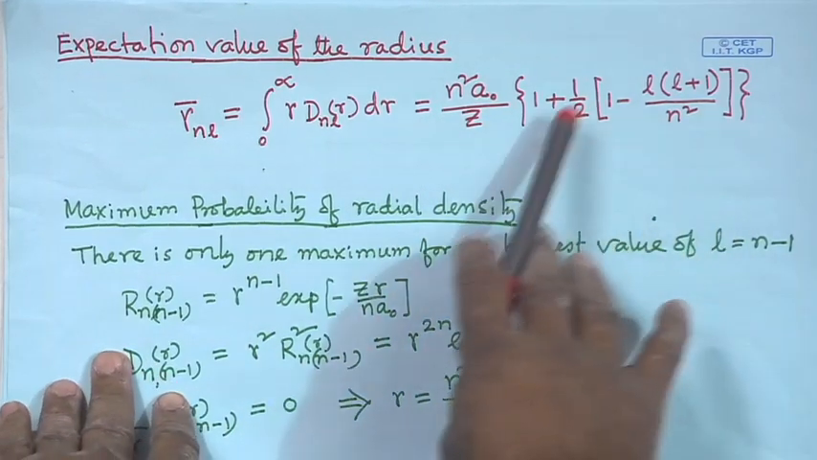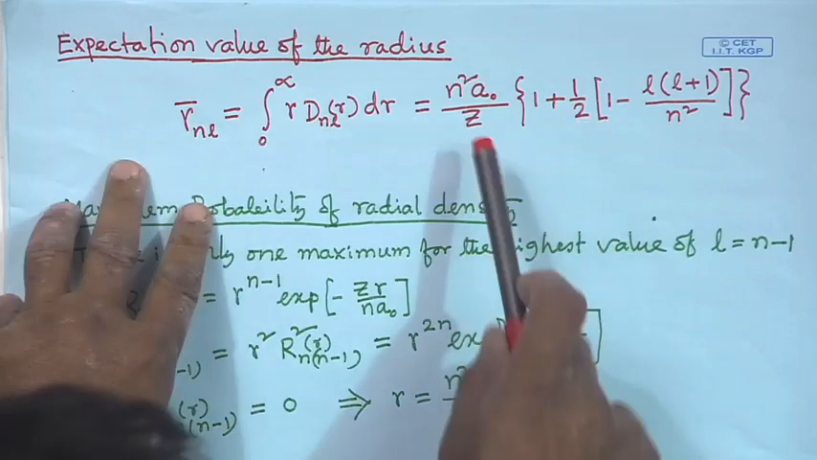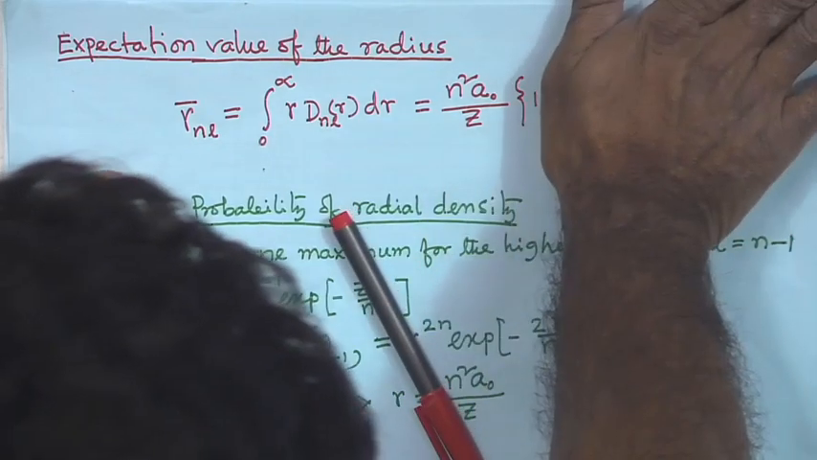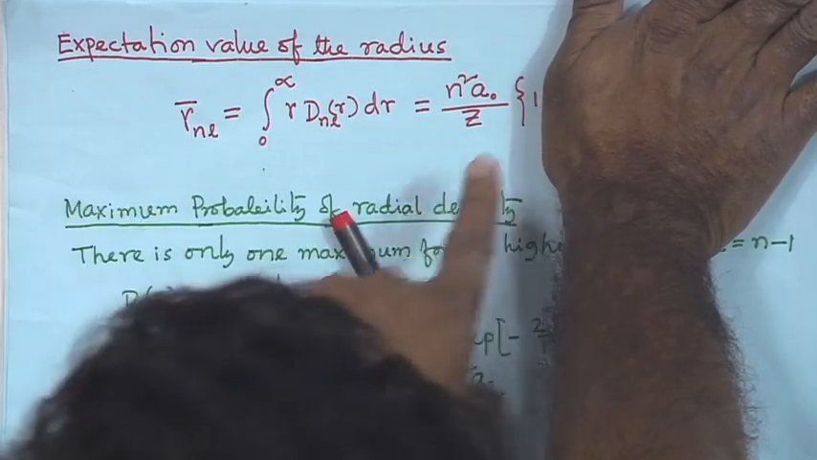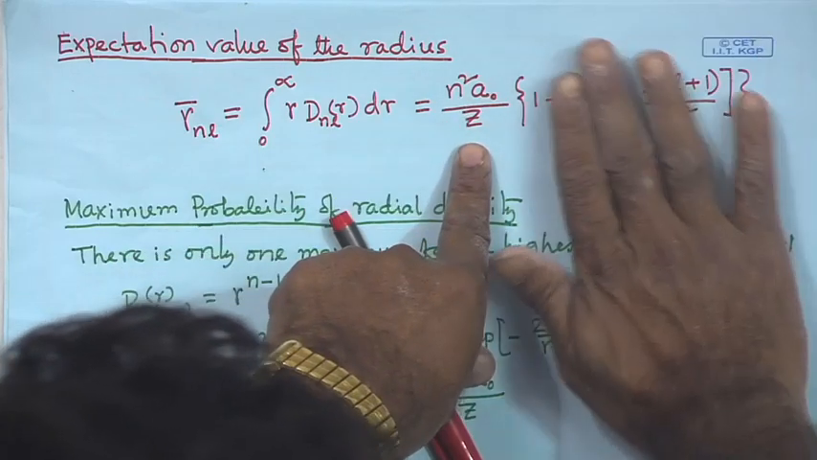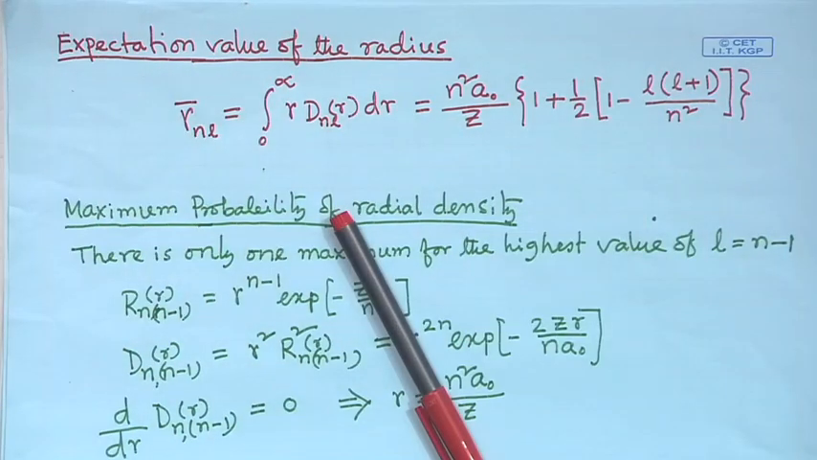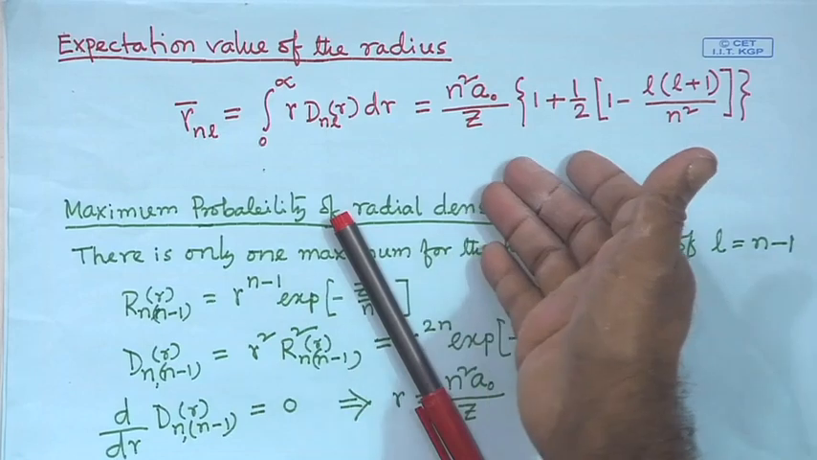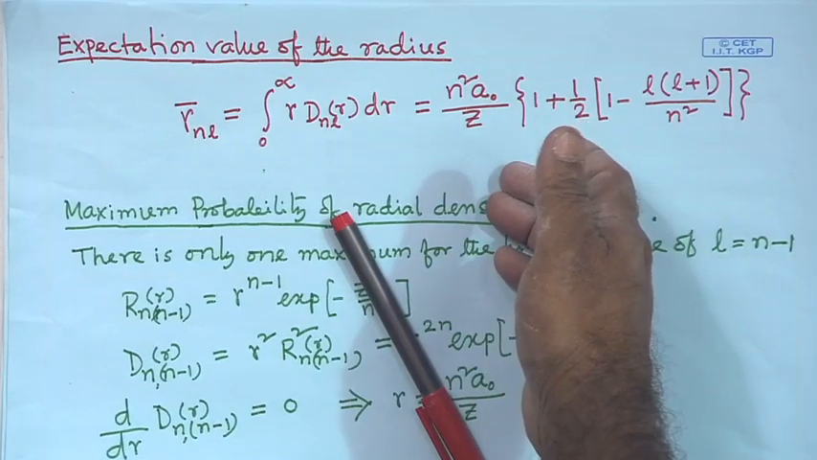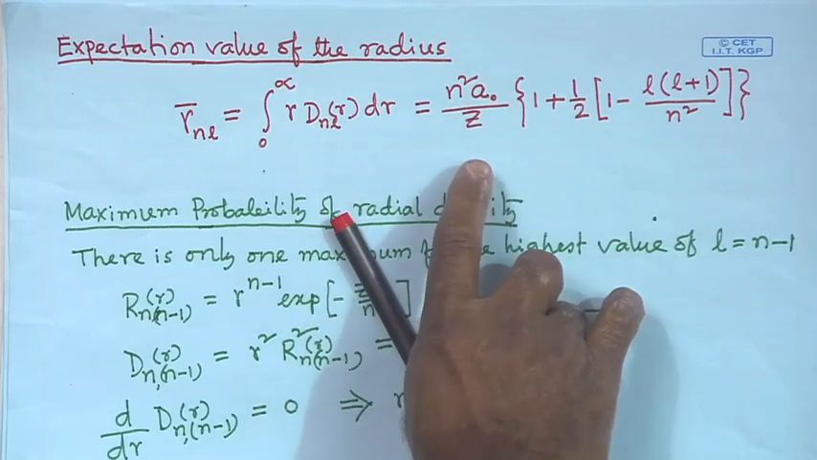So, this is the expectation value of radius, and here you can see that this part is n square a 0 by z, right. That is nothing but the Bohr radius. This radius we obtain from the Bohr model. What do we obtain? n square a 0 by z.